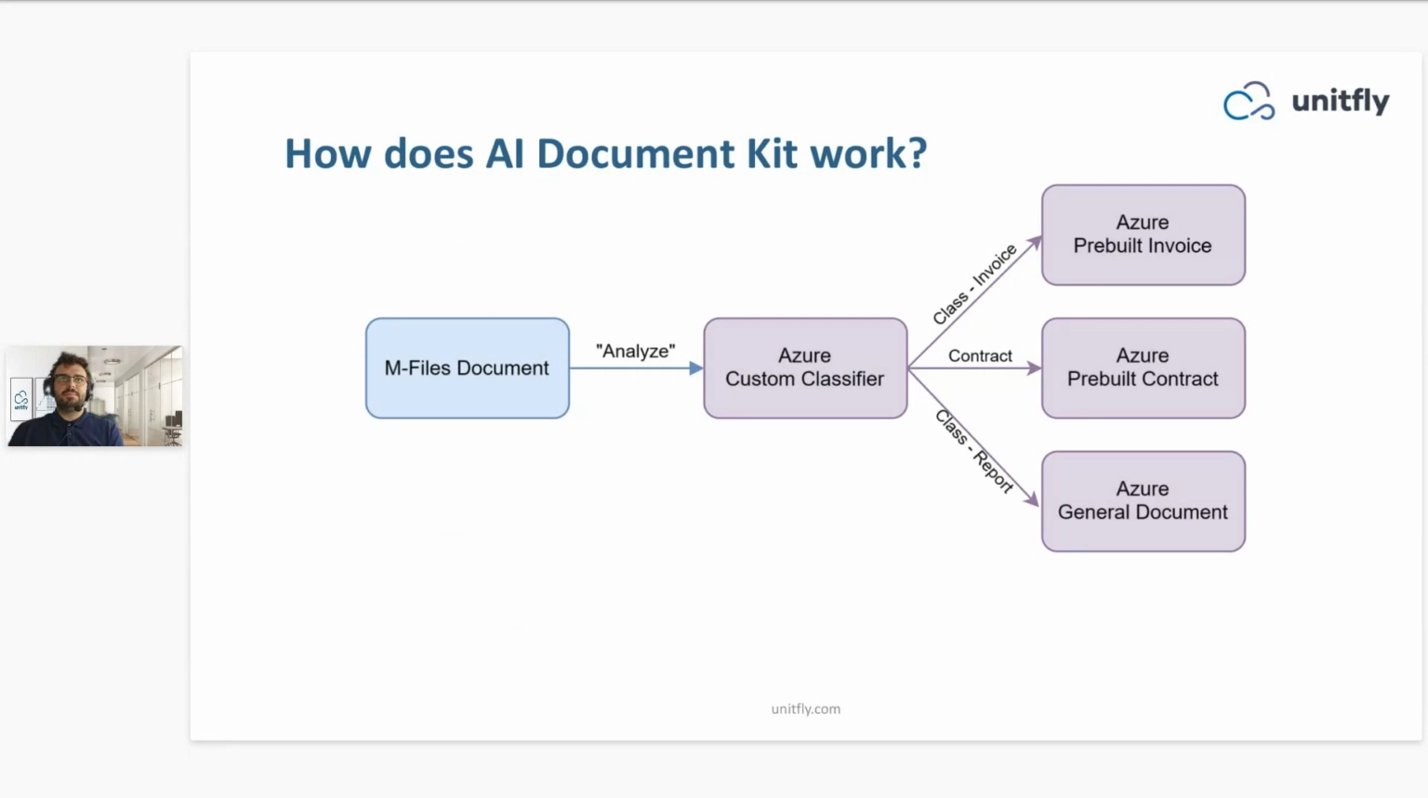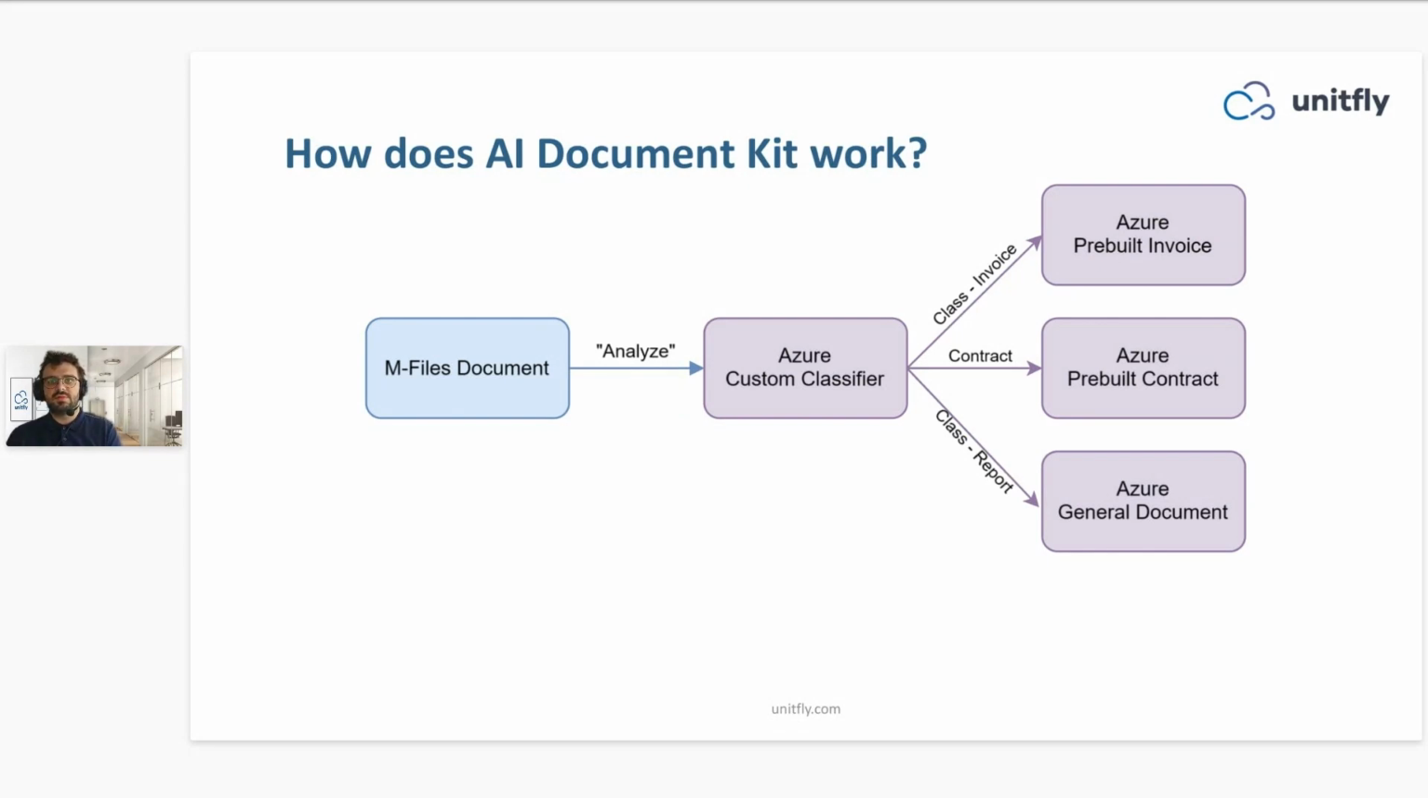So this is a pipeline that we set for AI document kit. First, we have an M-Files document. When we click on analyze for this part, the AML application, or for the VAF application, that would be any changes to the object that we want in the vault, or object creations, or any specific triggers. We'll then call the Azure custom classifier that will classify that document if it's not already classified. The Azure custom classifier will return if the document is an invoice, if the document is a contract, or if the document is of some classes that we do not have pre-built models for in Azure.